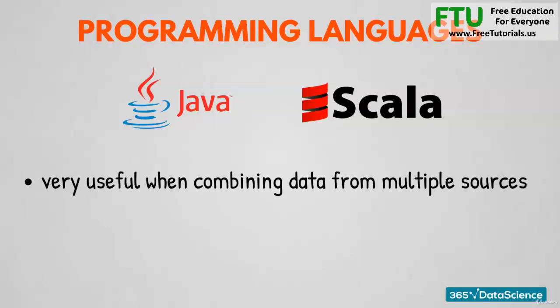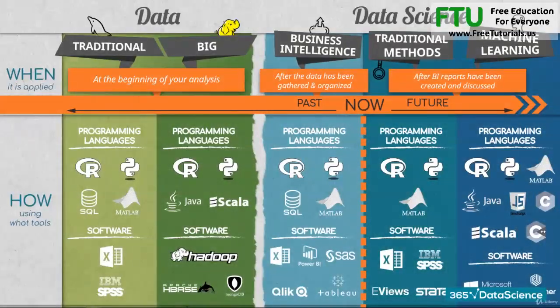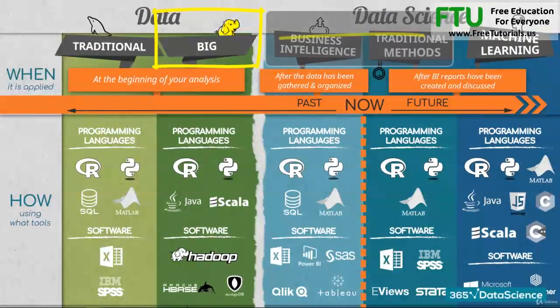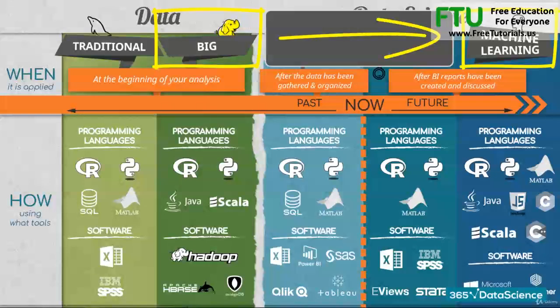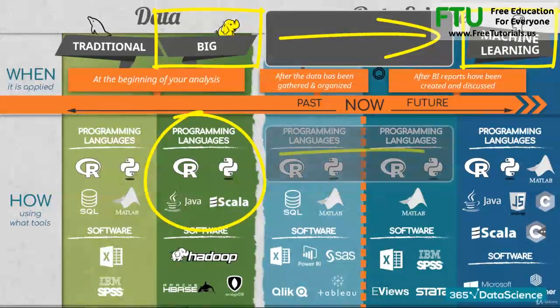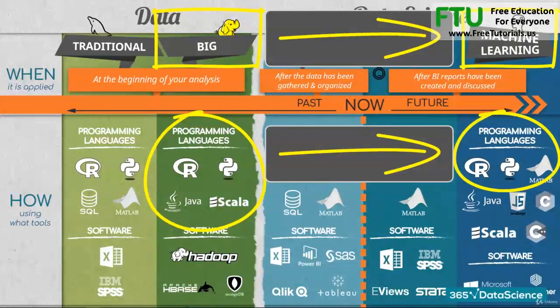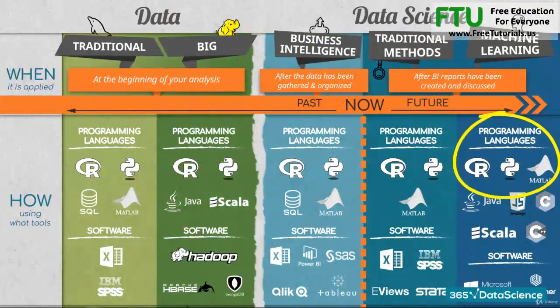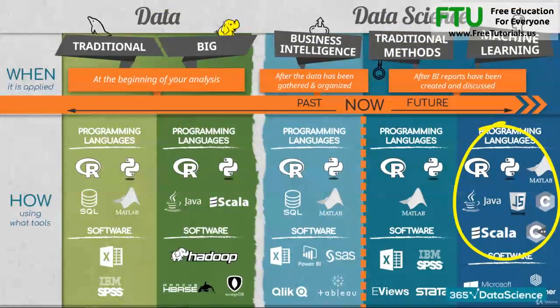All right, let's finish off with machine learning. When it comes to machine learning, we often deal with big data. Thus, we need a lot of computational power, and we can expect people to use languages similar to those in the big data column. Apart from R, Python, and MATLAB, other faster languages are used, like Java, JavaScript, C, C++, and Scala.